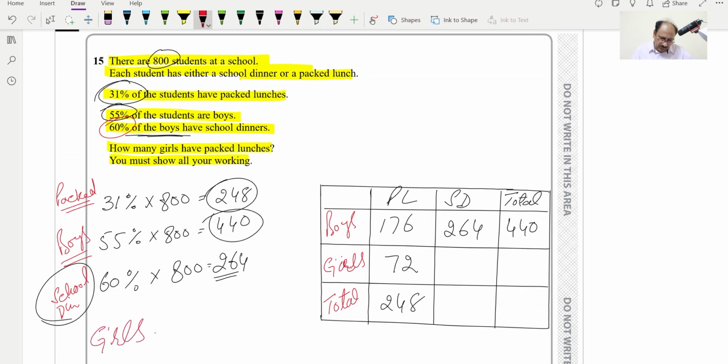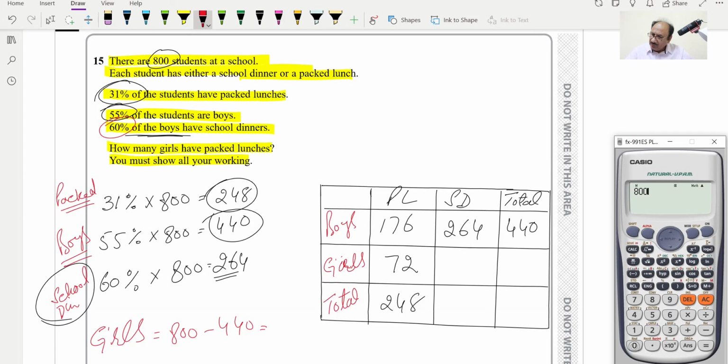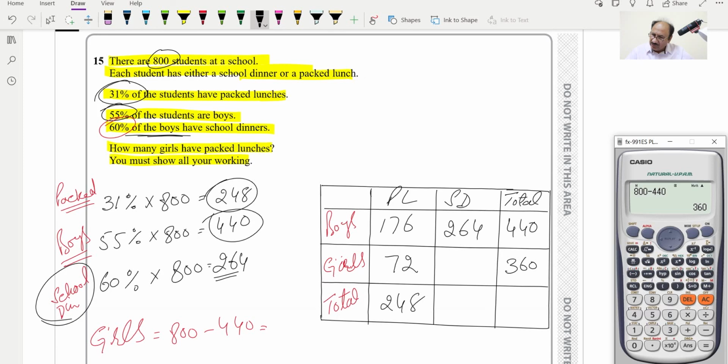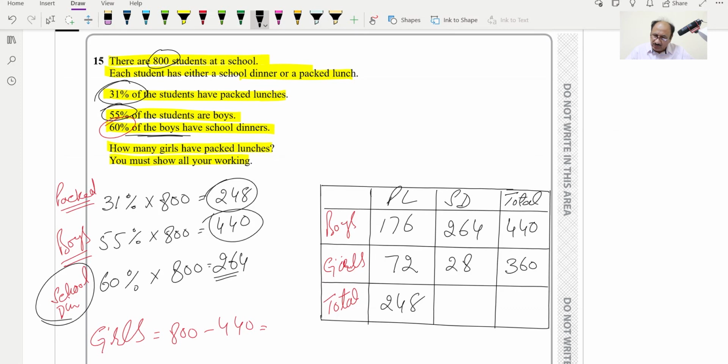Girls will be equal to 800 minus 440, and this will be equal to 360. So 360 are the total number of girls, and out of 360, 72 are having packed lunch, so 360 minus 72, so school lunch is for 288 girls. 288 girls are taking school dinner.